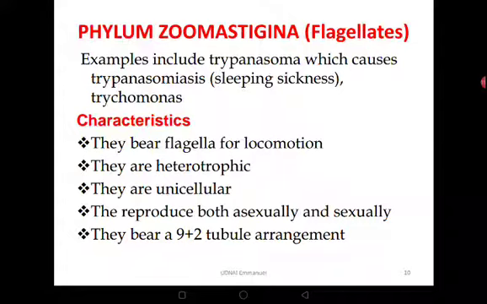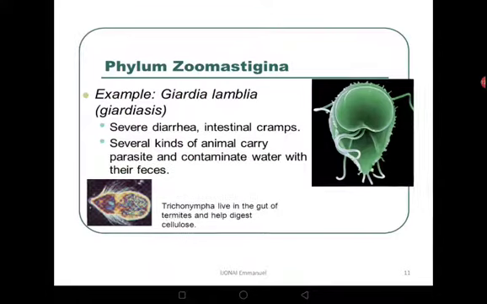Yeah, let's look at the characteristics. They bear flagella for locomotion. Very important. Remember, the RHIZOPODA, the amoebas, use pseudopodia for locomotion. The CILIOPHORA, they use cilia. Now the Zoomastigina, they use flagella for locomotion. They are also heterotrophic, just like the rest of the friends there. And then they are unicellular. They reproduce both sexually and asexually. And they also bear a 9+2 microtubule arrangement, like we saw earlier on.